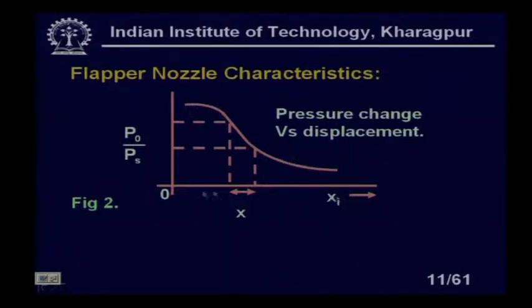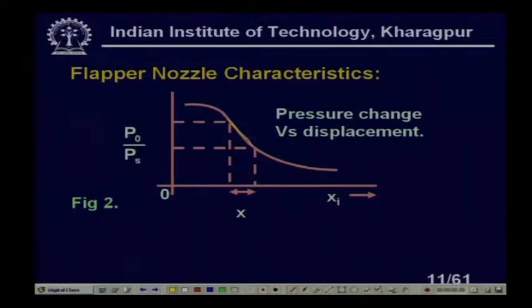After that, when the flapper is far away, you see the displacement is greater and greater, so it has a constant value of P o by P s. We will be more interested in this linear region of the flapper. We will do the calculations later on. We will find that with these pressures, the P o by P s will correspond to a pressure of 3 to 15 psi, okay, for some predicted displacements of the flapper.